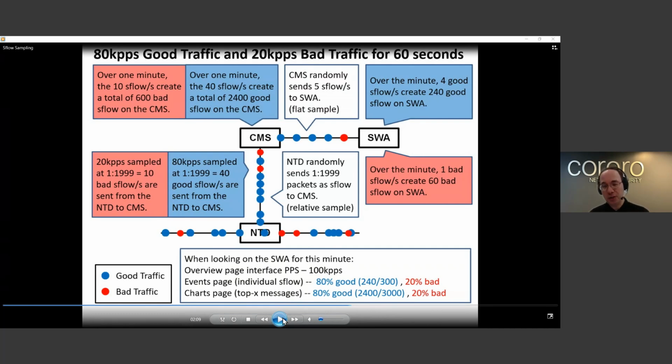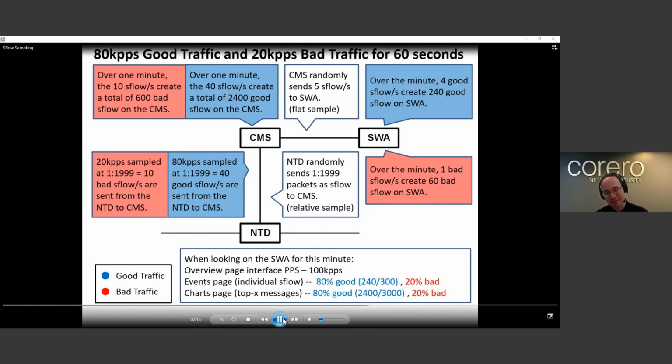When you look on the charts page, it'll also say the same thing. You'll have a blue line around 80% and a red line at 20%, and it'll say, hey, I saw 80% good, 20% bad. Everyone agrees, right? In the world of perfect mathematics and attackers attacking exactly on minute boundaries, all the math works perfectly. Yay. So if you're testing a system, you can do this. It works great.